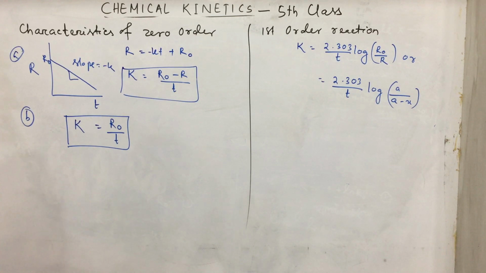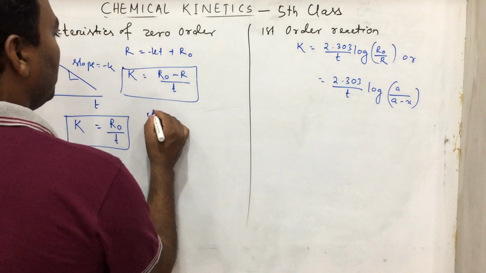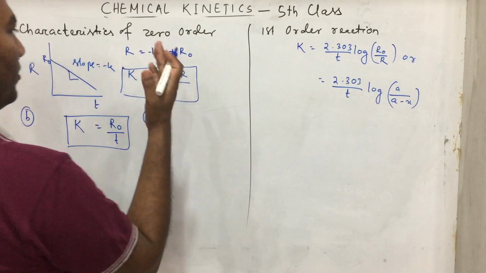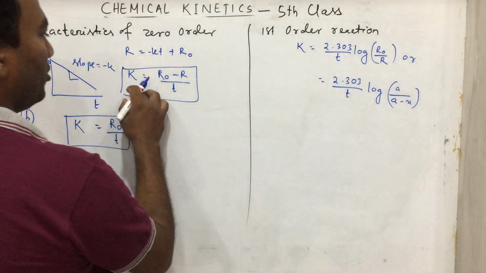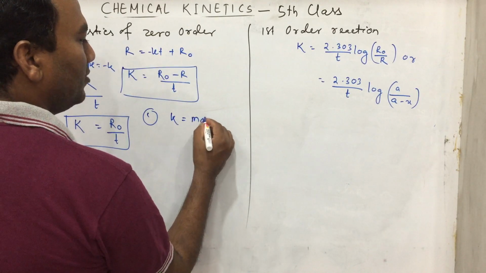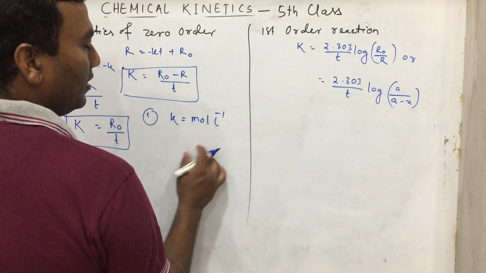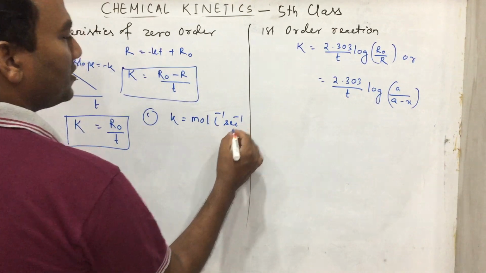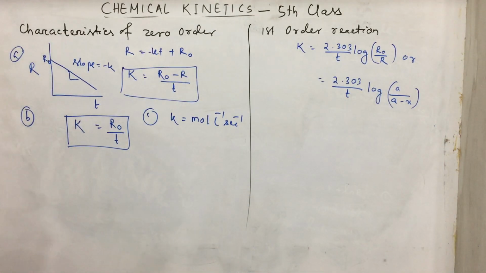Clear? Then the third characteristic is the unit of rate constant. We have read earlier that for zero order reaction K equals rate only. So the unit is mole liter inverse second inverse.